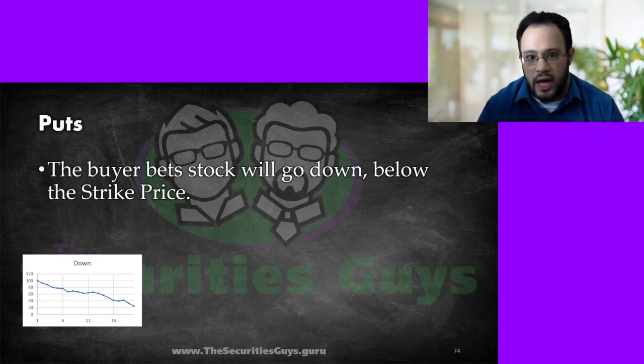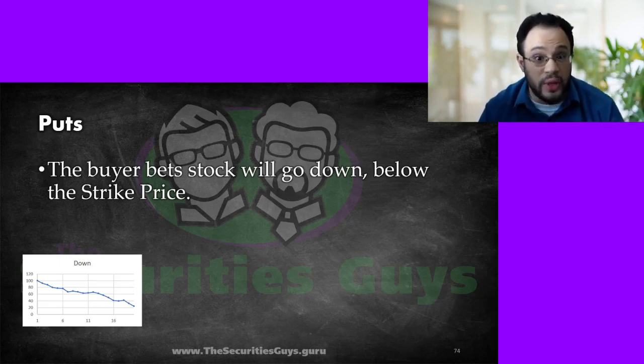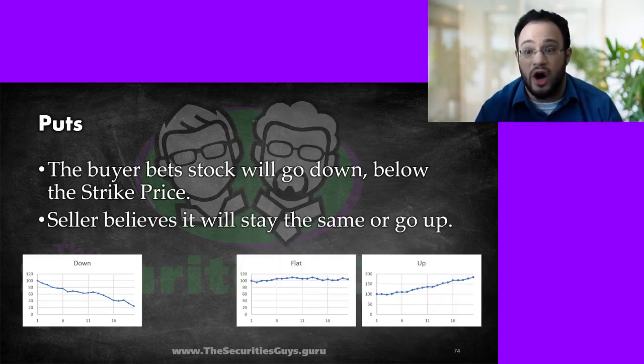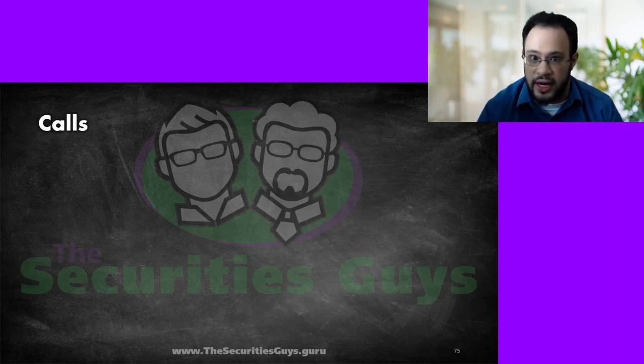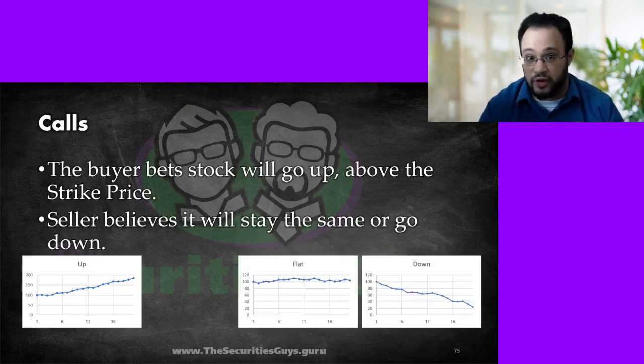There's another one, though, and we've got to make sure we remember this with options especially: being flat, not moving, is also not down. The seller, the writer, is believing it's going to stay up, go up, or stay the same, that it is not going to go down. Calls, on the other hand, the buyer is betting the stock will go up. Call buyers buy up. They call up above the strike price. Sellers are betting they're wrong, and they're wrong if it goes down or stays the same price. Buyers call up. Buyers also put down.